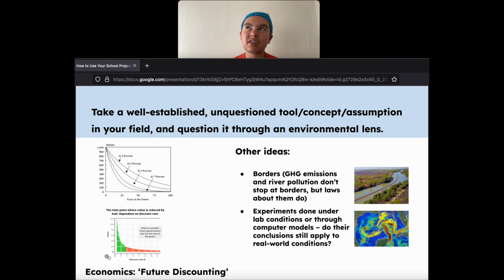Future discounting is the idea that if something is a benefit in the future, like maybe 50 years in the future, you count it less than the same benefit if you were getting it today. And that seems to make sense, sort of, because maybe you don't know if you're actually going to get that benefit in 50 years. So can you really count on it as much? Maybe not, so maybe it should be worth less.